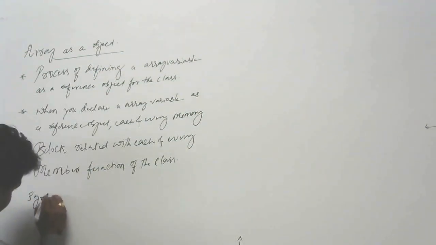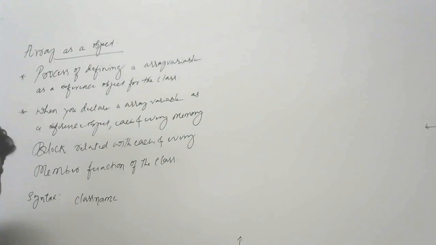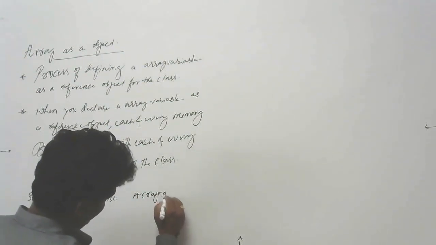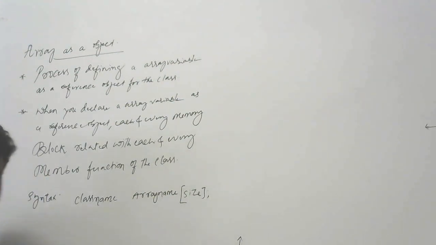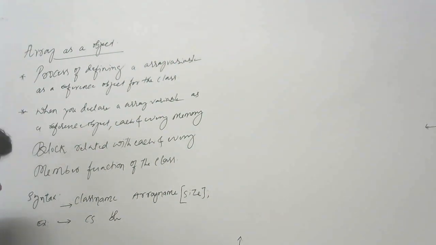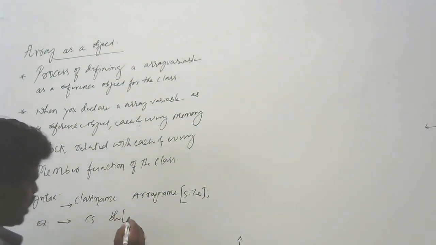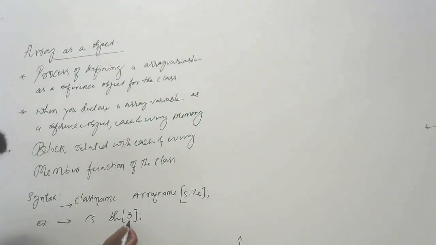The syntax of this: class name, array name or array object, anything, with a subscript, the size. Example: the class name is CS. Normally, an array object, commonly I define as BH. This is a normal object. If you want to have this as an array object, then you must define a subscript, without fail. Here you can write any value. So each and every value is related with each and every member function of the class. That is the main point.